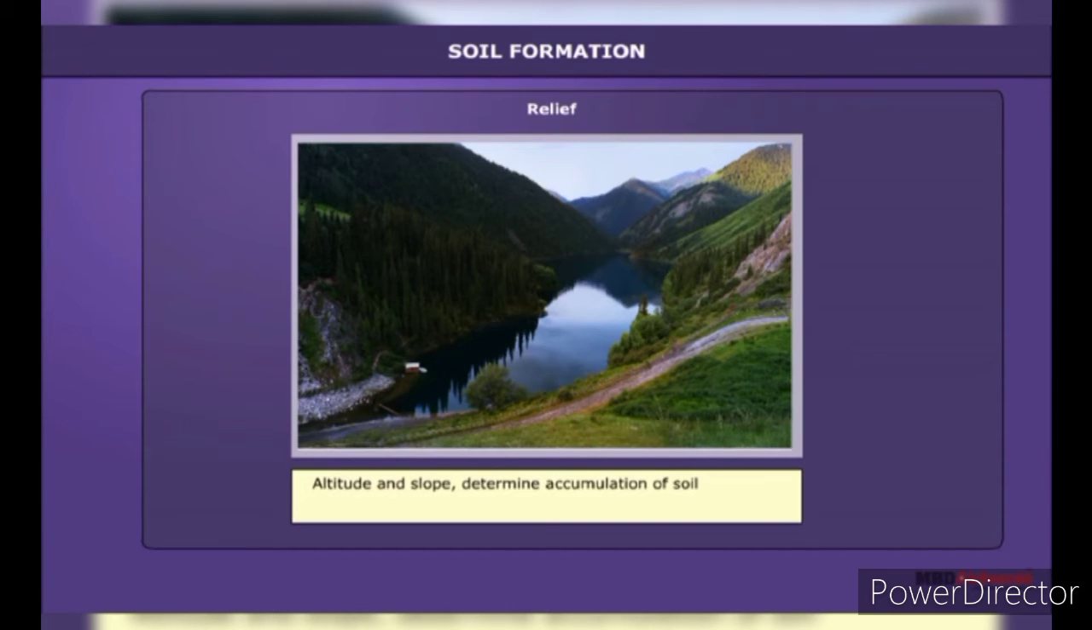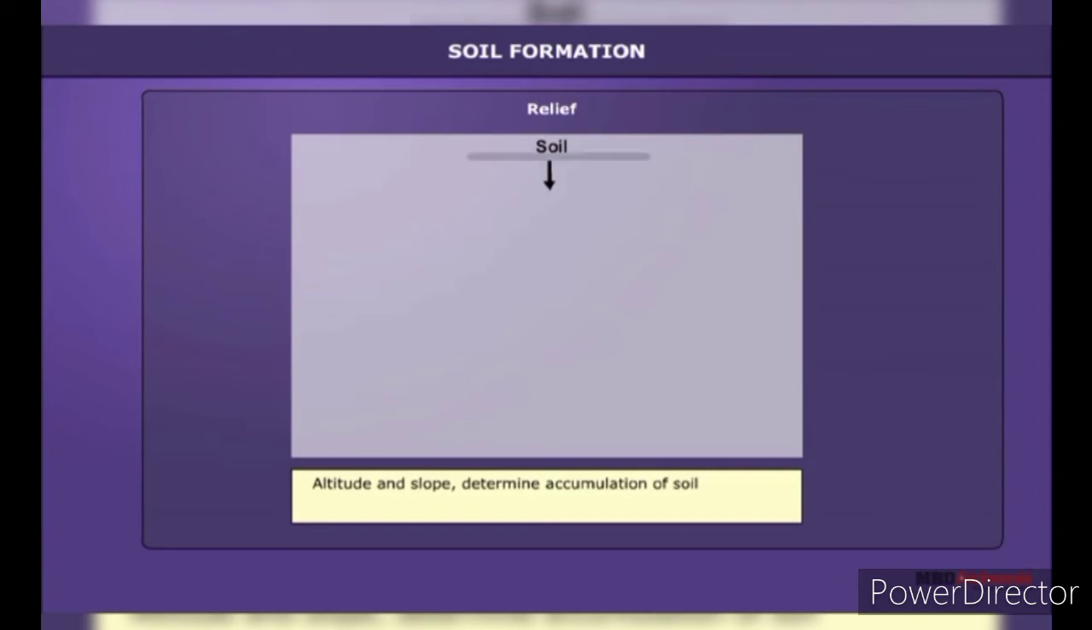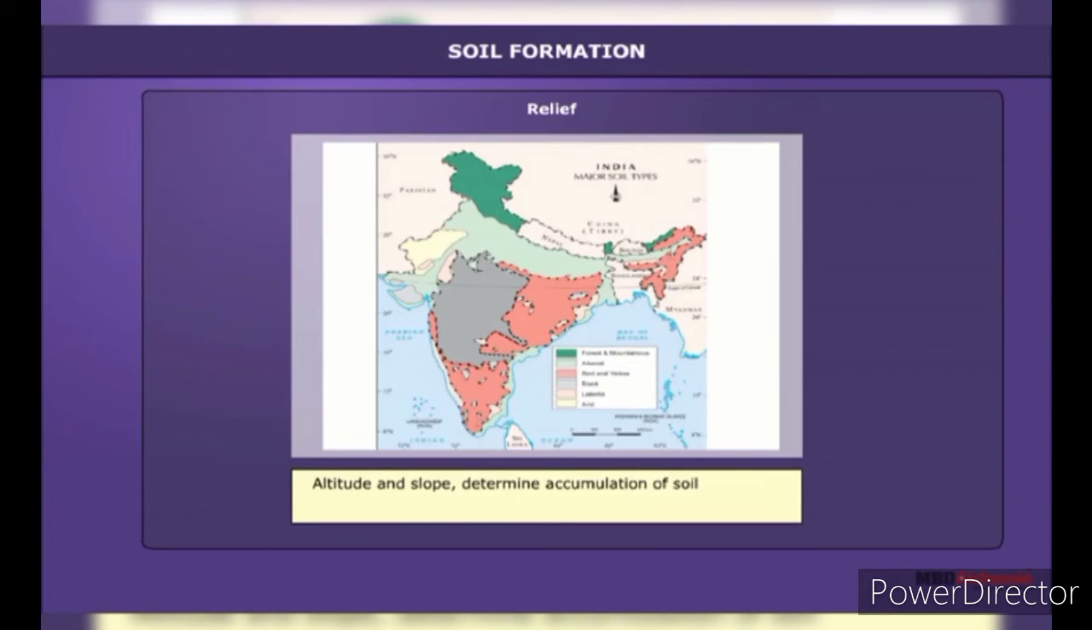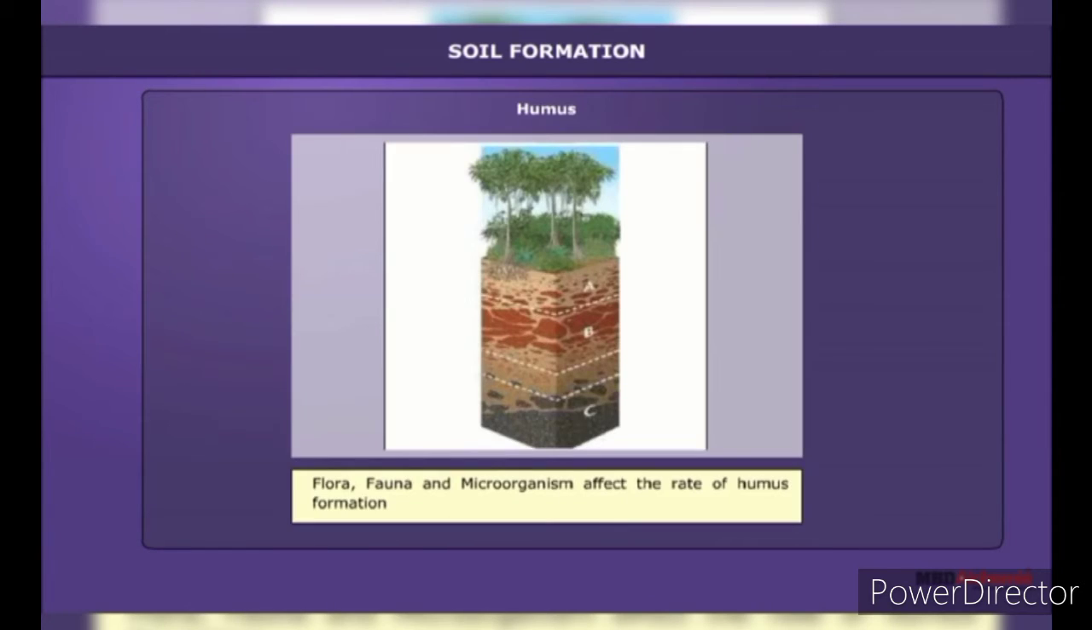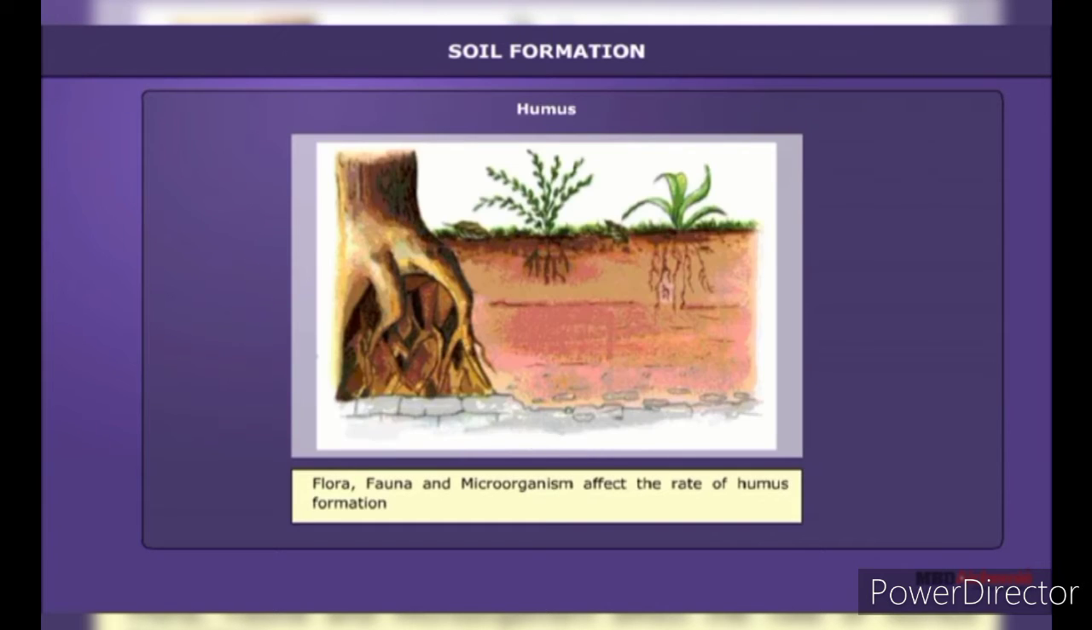Indeed, depending on the origin of soil and its evolution, soils are classified into two main groups: residual and transported soils. For example, red and black soils in the Deccan Plateau are residual soils, whereas the alluvial soils of the Ganga Valley are transported soils. Humus. Flora, fauna, and microorganisms in soil affect humus formation and give it a black or gray color.